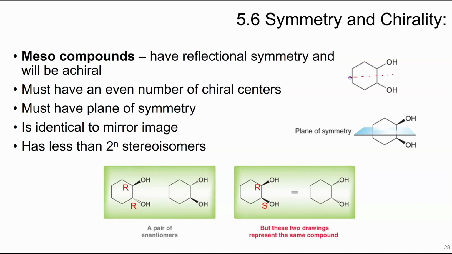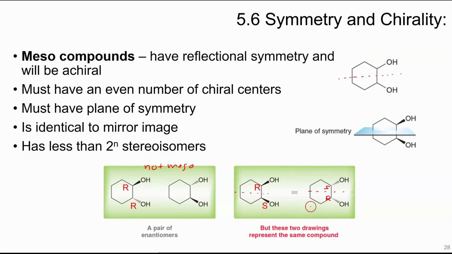So if you draw this here, there's a mirror plane within this molecule. The compound that's meso has to have an even number of chiral centers, and it has to have that plane of symmetry, and it also has to be identical to the mirror image of itself. So this is an enantiomer pair. Neither of these are meso, because there's no plane of symmetry between them. But these two have the mirror plane. And if you do the stereochemistry here, this is S and this one is R, which if we flip it over is the same thing. So these are the same compound.